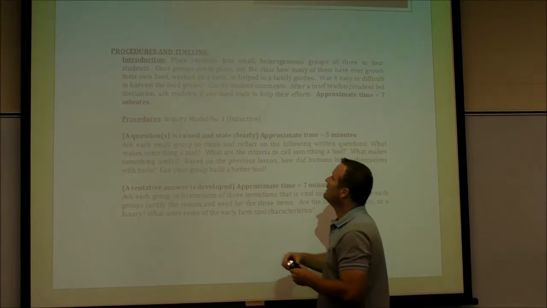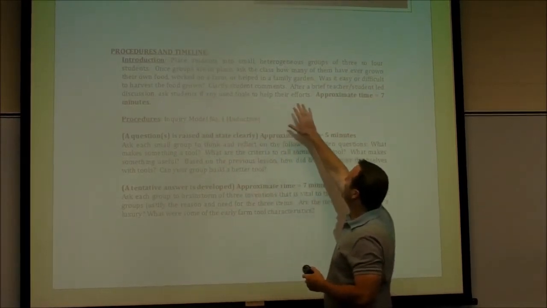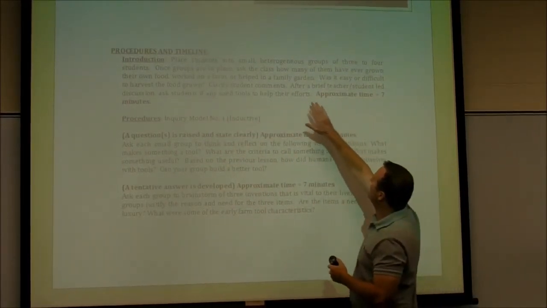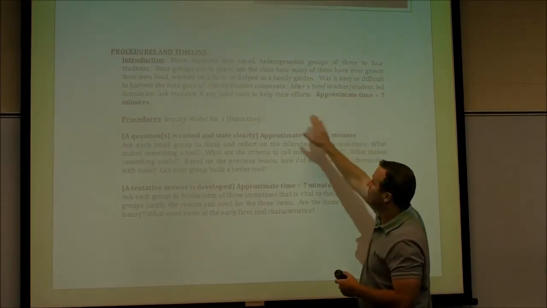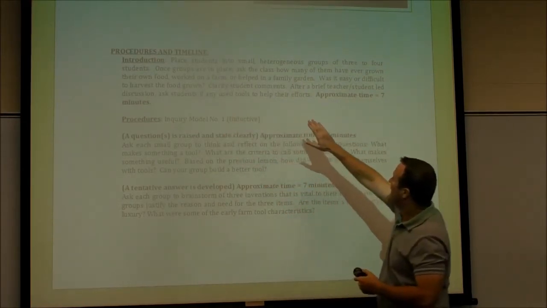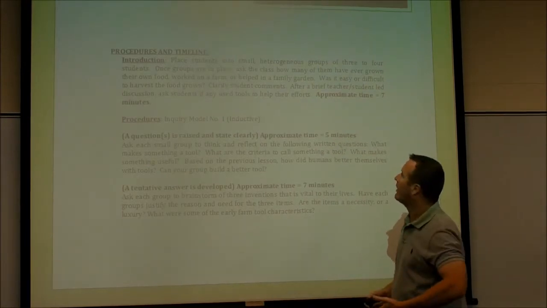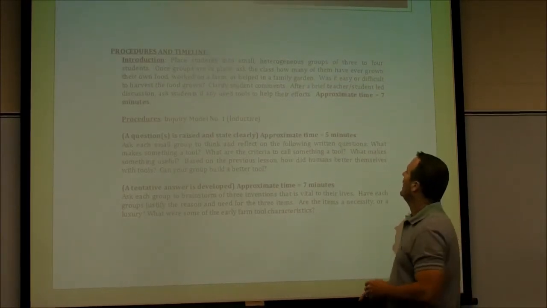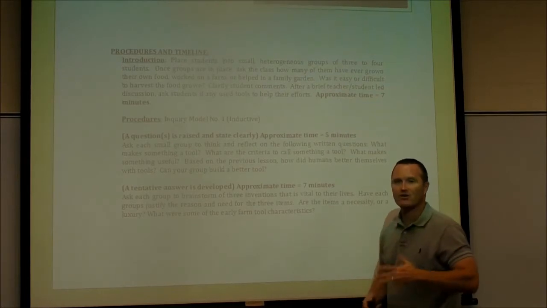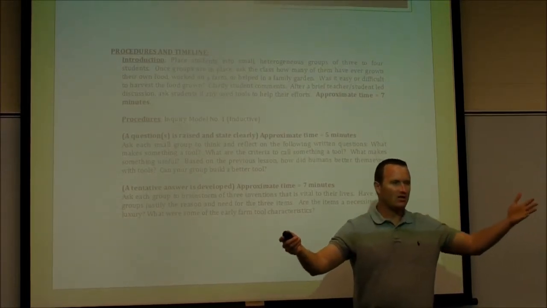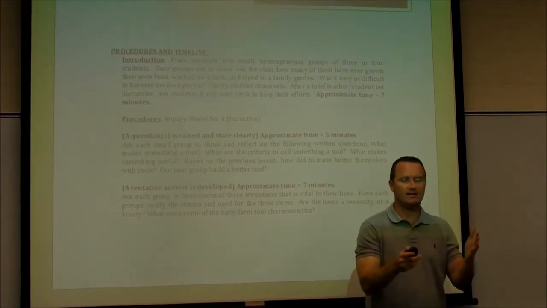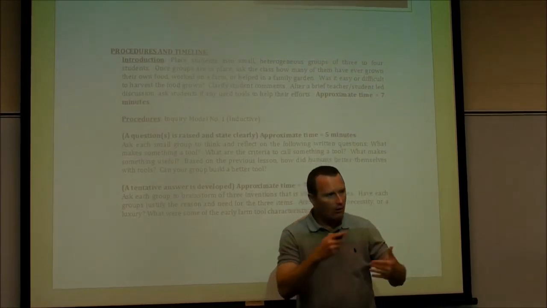Procedures, okay? Introduction. How are you going to introduce this to the class? Okay, we're going to put them in different groups of 3 or 4 students. Once the groups are placed, ask the students how many of them have ever grown their own food, or worked on a farm, or had a family garden. Was it easy or difficult? So you're starting the classroom introduction by talking to them, like, how many of you have done this? How many of you have done this? And get a little conversation going.